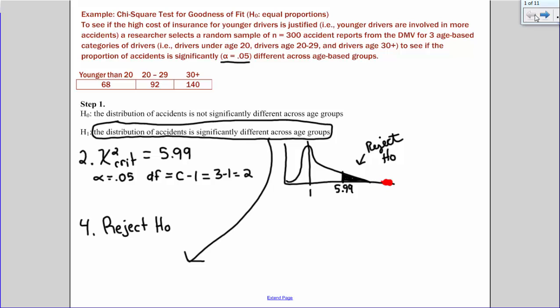So instead of expecting, under the null hypothesis, equal proportions or frequencies of accident havers across age groups, let's compare the age-based proportion of the accidents, so what you've got here, to the age-based proportion of registered drivers. So we're going to control for the fact that there are more drivers who are 30 or older than there are drivers younger than 30.